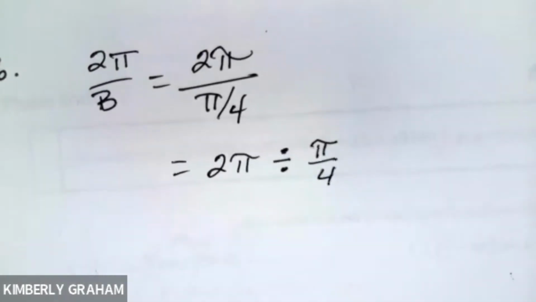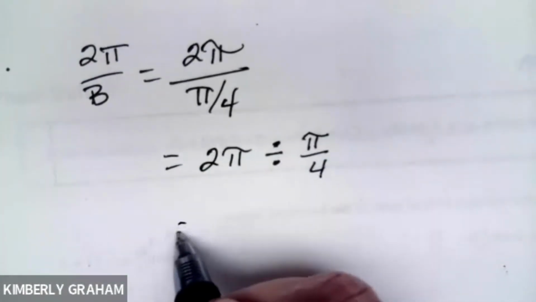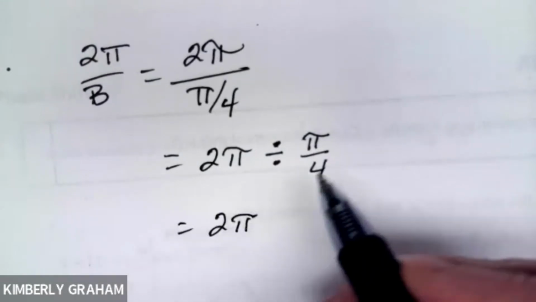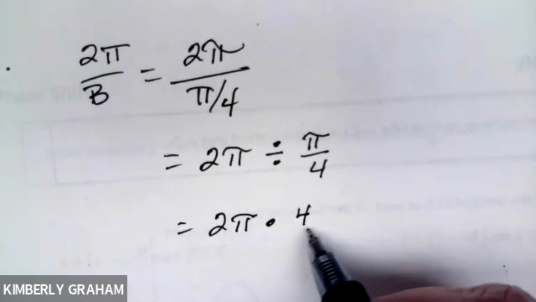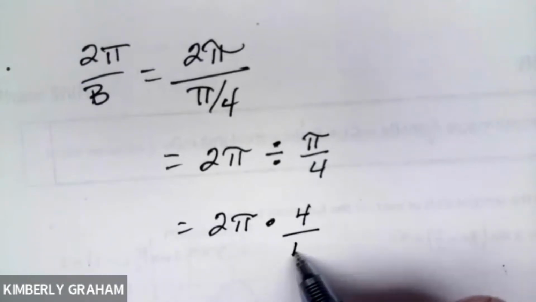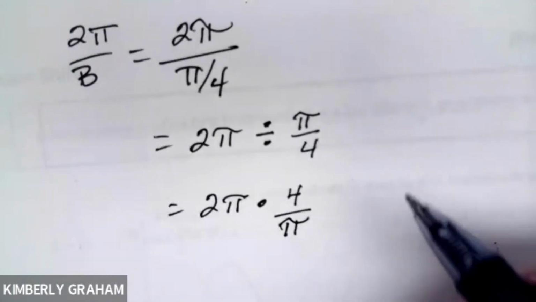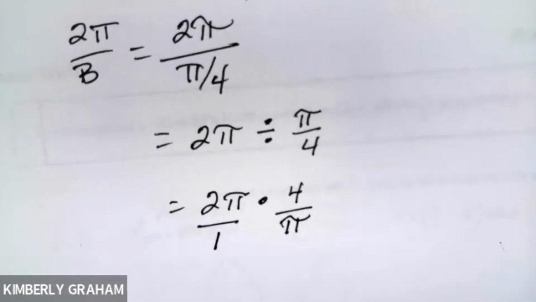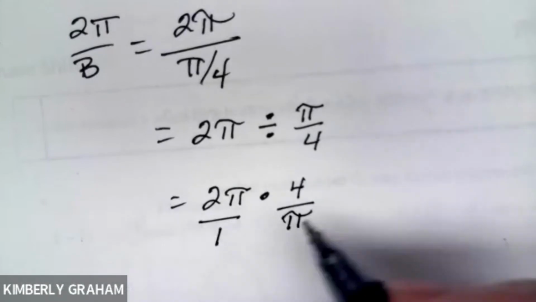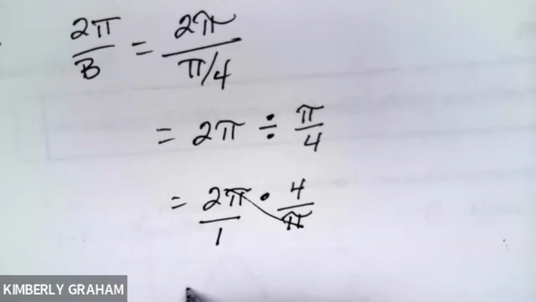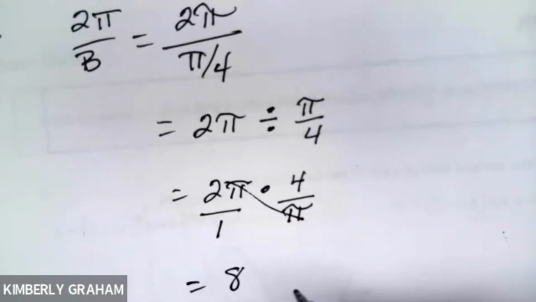Now this is 2 pi divided by pi over 4. And remember that when you are dividing fractions, you can invert and multiply. So then I would have 4 over pi. And if you want to, you could write this over 1 so it's easy to see. I have pi in the numerator and pi in the denominator, and they would cancel. So then you just have 2 times 4, which is 8.